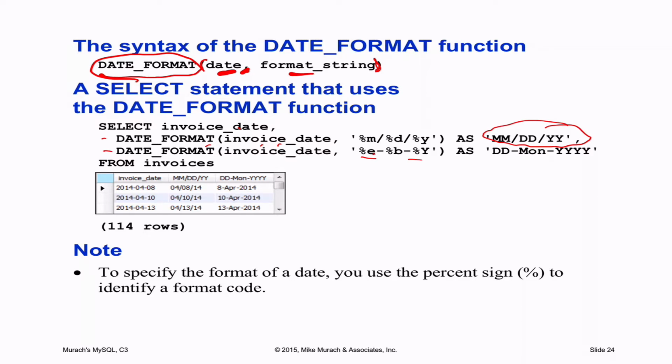These are format codes, and there's different format codes that can be used. If you Google MySQL date format, you can see all kinds of different options you have there. And then you can manipulate these however you want. In certain countries, they like to say the day, then the month, then the year. And you can manipulate that however you want.